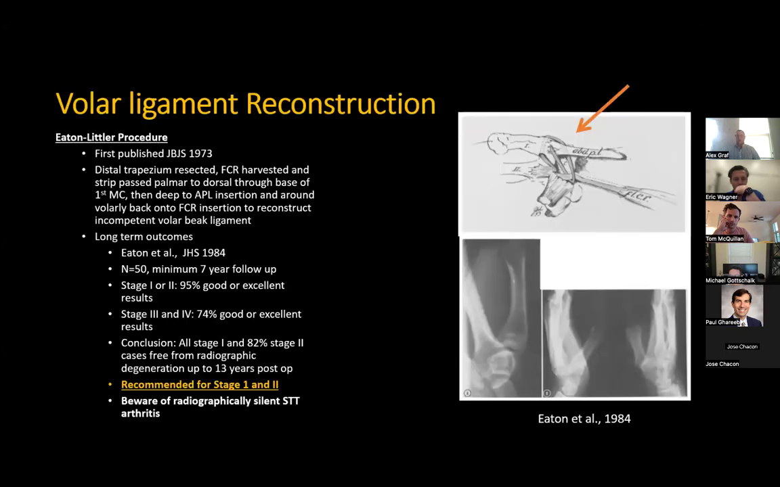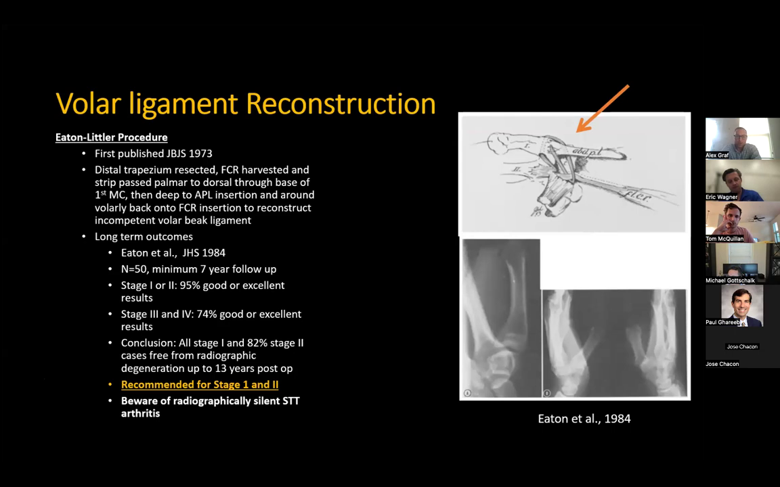In addition, there's volar ligament reconstruction, or the Eaton-Littler procedure. This is one of the first trapezial sparing techniques, published in the 70s. So it's a 50-year track record in which you resect the distal trapezium, and then you use FCR to recreate the volar beak ligament.